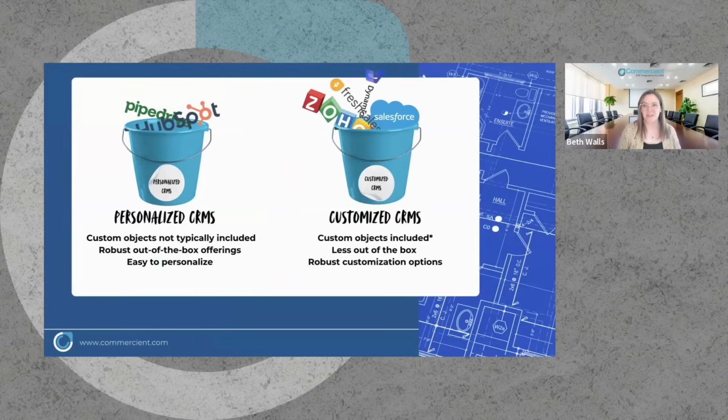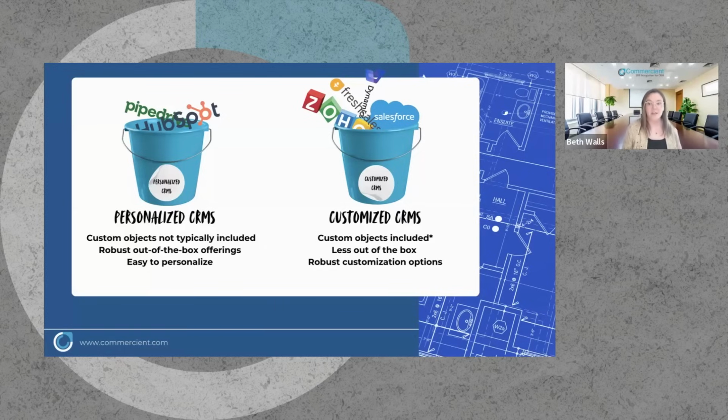So there are two types of CRM data architecture, the personalized bucket and the customized bucket. Personalized means you're tweaking existing templates to fit your business. Customized is built from scratch. CRMs like Pipedrive and HubSpot offer flexibility without complexity. And if you find you only need a few custom objects, HubSpot Enterprise gives you 10, so you can tailor your CRM without a rebuild.